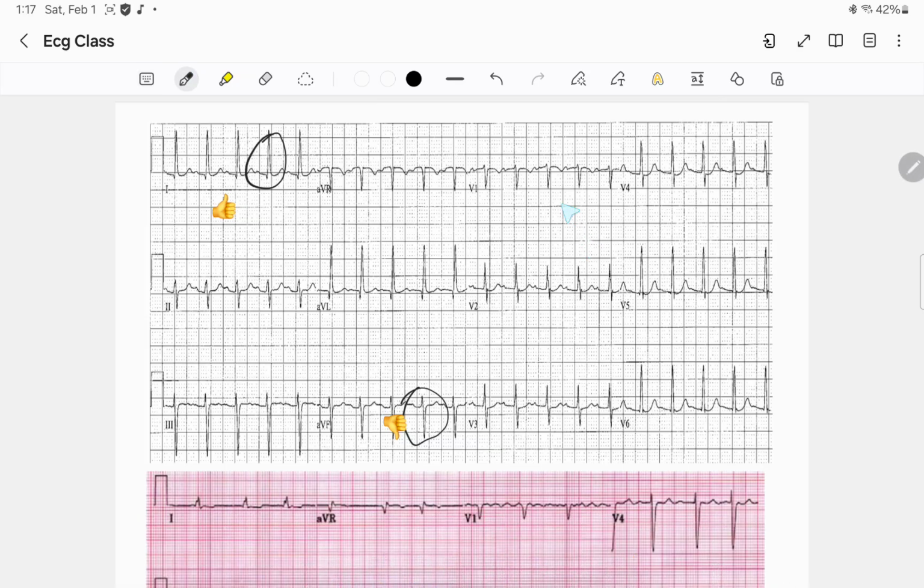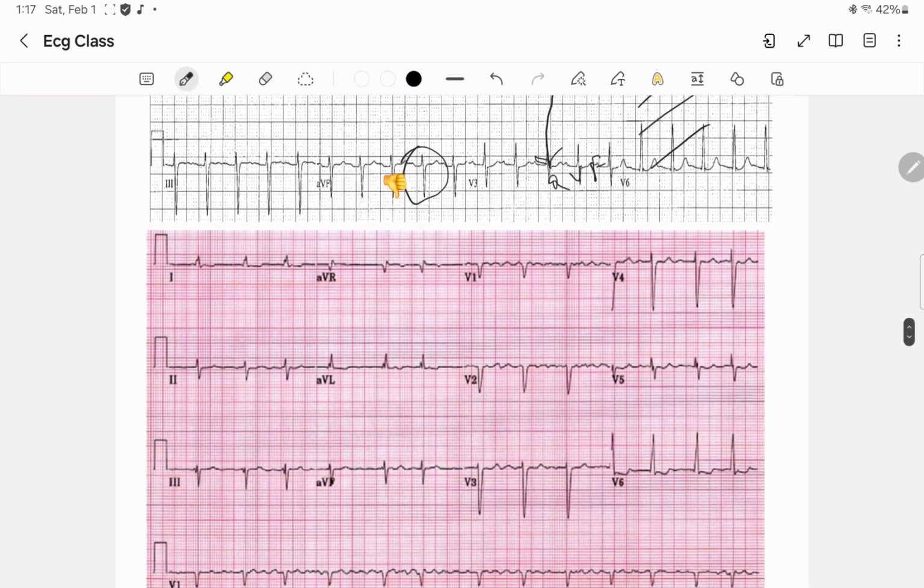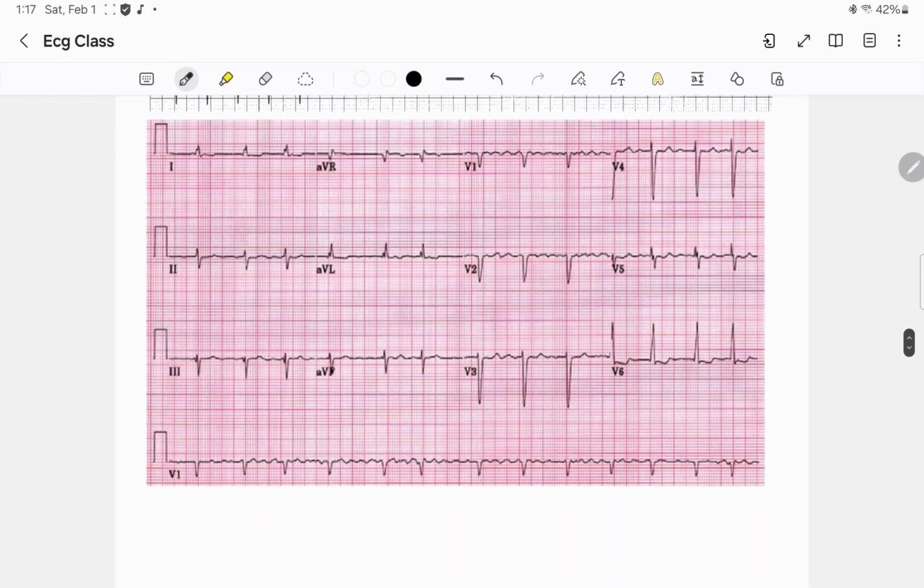Let's draw the diagram again too. There you go. AVF would be going downwards, lead 1 is going leftwards, and so we're saying lead 1 is positive, so the impulse is somewhere over here, and lead AVF is negative, so it's going away from AVF, so it's somewhere up here. So the intersection would be left axis deviation. All right, let's do the next one.